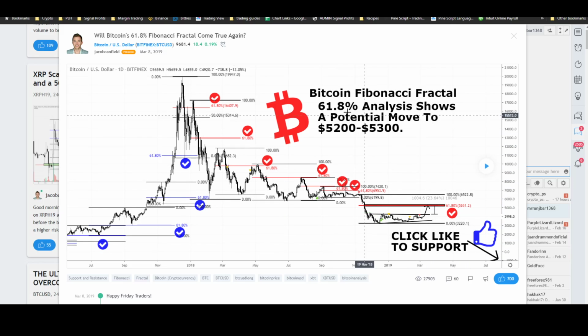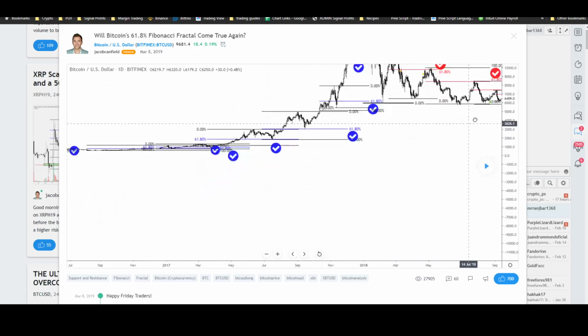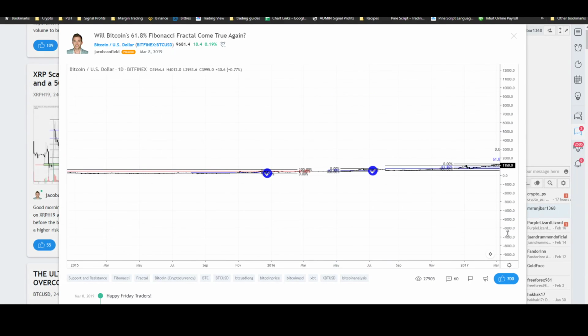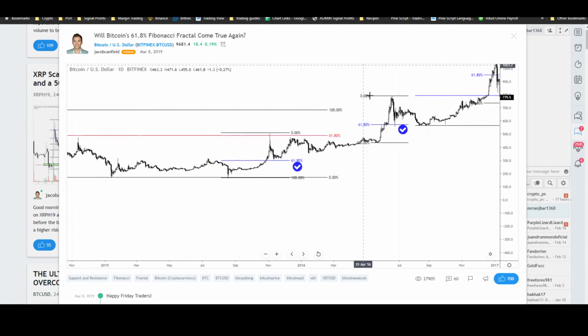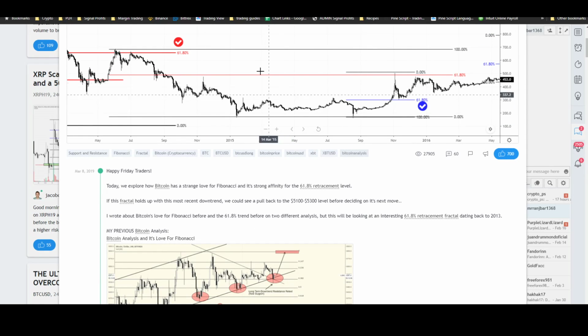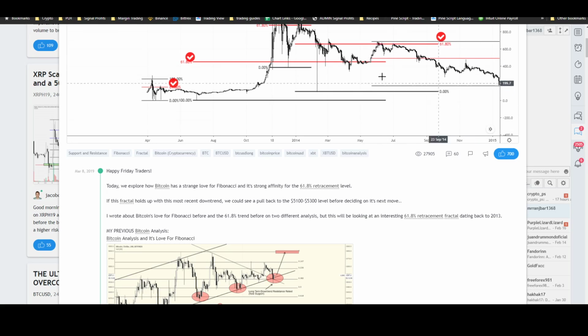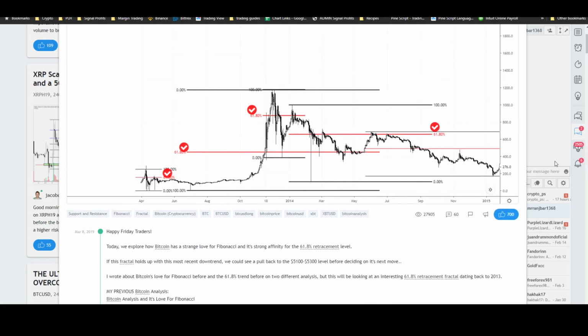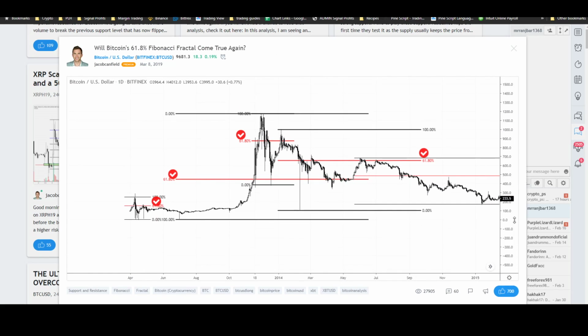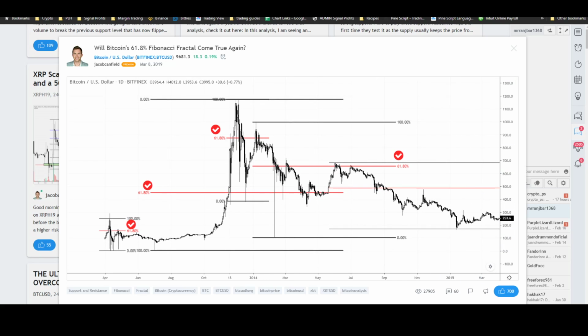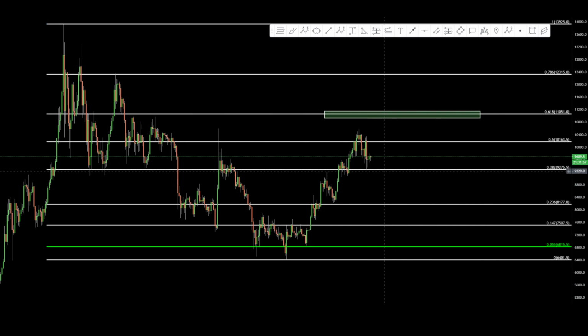I said, will Bitcoin reach the 61.8? What I did was go through and study all of Bitcoin's history, and I measured all the times that Bitcoin retraced to the 61.8 level from all-time highs and all-time lows. This is in an uptrend, and this is also in a downtrend. If you guys want to go back and study that, I'll throw this link in there. But you can see all of the times that Bitcoin gravitates to the 61.8 level, okay? So that's for you guys to look at.